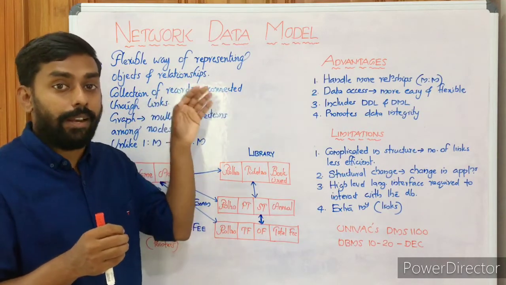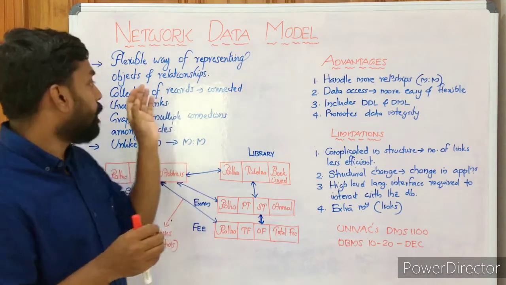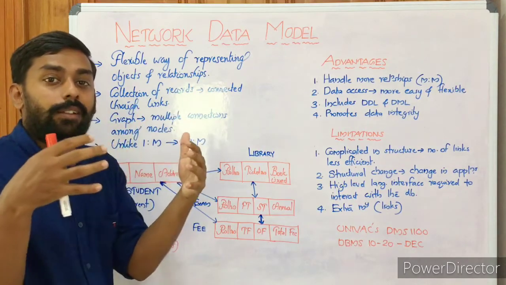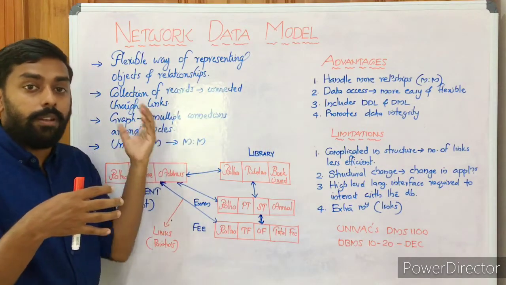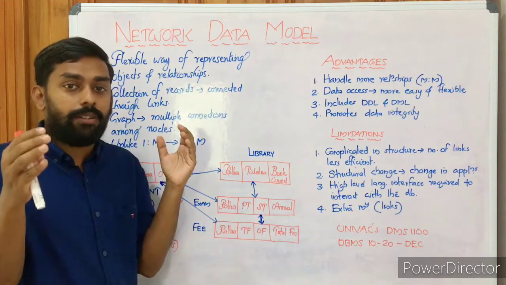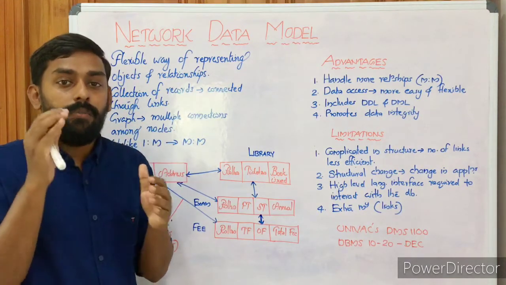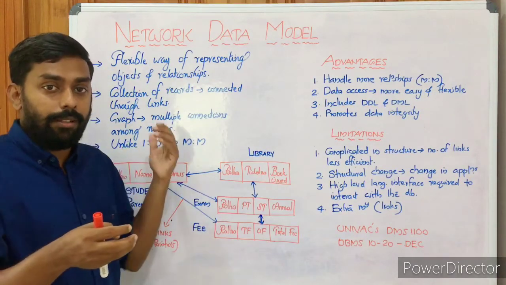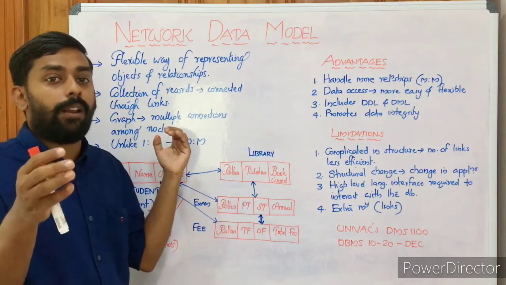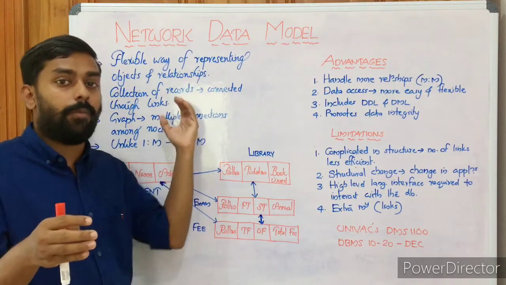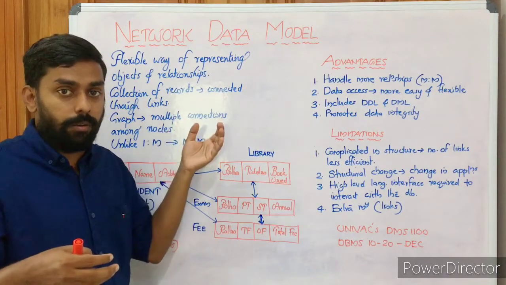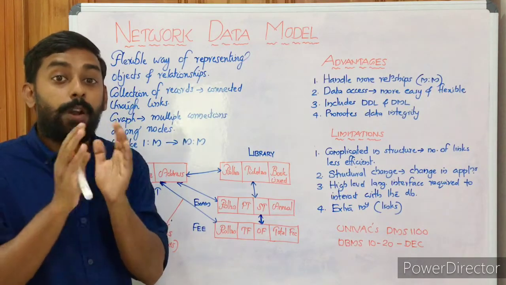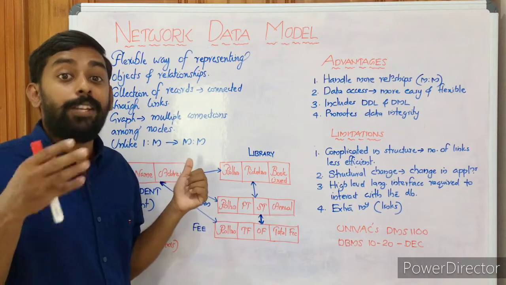Then it's a collection of records which are connected to each other, right? It's a collection of records which are connected through links. Of course there will be records, and these records are connected through links, okay? Unlike the hierarchical data structure, which follows a tree-like structure, here it uses a graph. Other than a tree in the case of the hierarchical data model, here in the network data model it follows a graph structure. Then in the hierarchical data model the relation is 1 to m, one to many, but here it is m to m, many to many relationship.